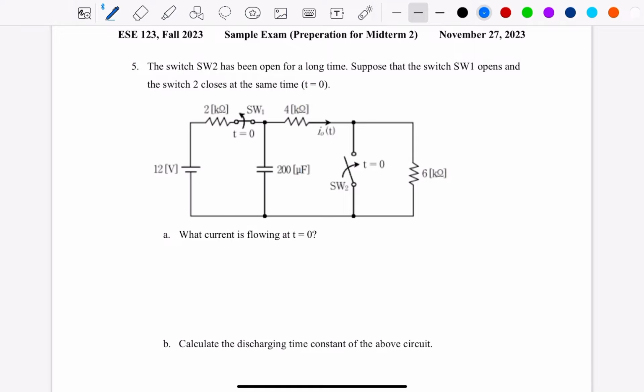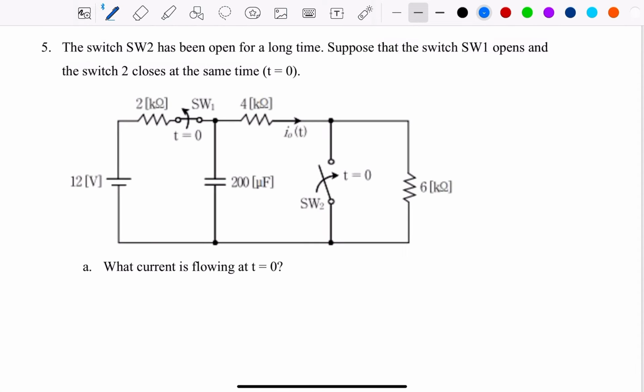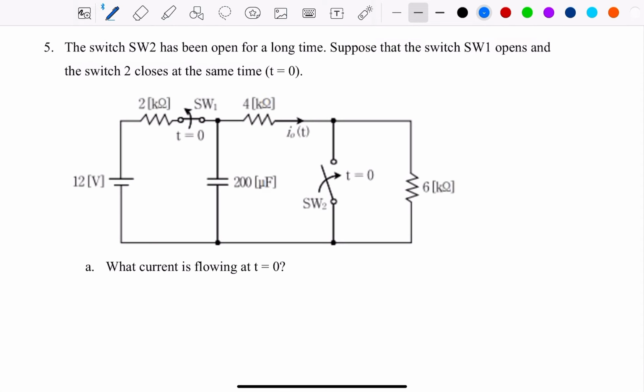This is a little bit complex question. The switch SW2 has been open for a long time. In this case, a long time means almost infinity. For infinite time, switch 2 has been open. But now, suppose that switch SW1 opens and switch 2 closes at the same time, and that time is t equals 0.